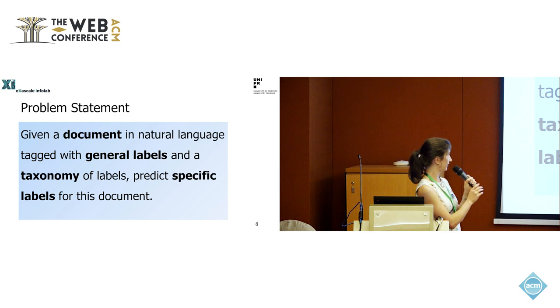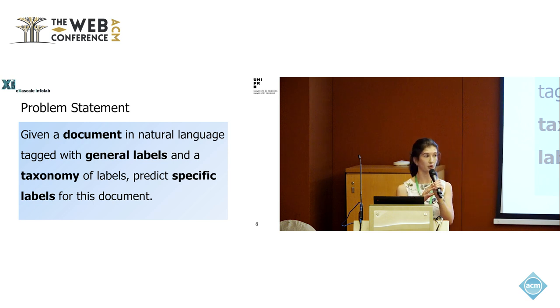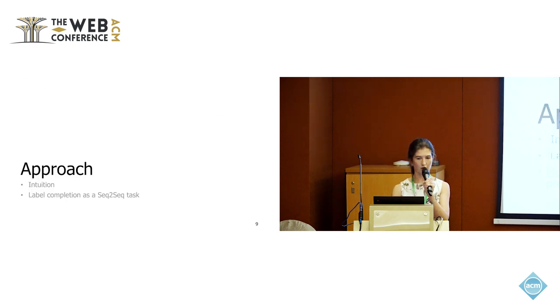So to summarize, the problem which we address in our paper is: given a natural language document which is partially annotated with general high-level labels, and the taxonomy of the labels, we want to complete this annotation and predict more specific labels. And now to our approach.